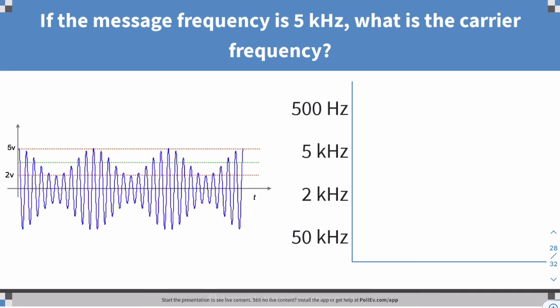Okay, last question before we go. Here we're given the message frequency of 5 kilohertz and we're asked for the carrier frequency. So the message frequency is 5 kilohertz. What's the carrier frequency? Remember we said the carrier frequency is always much bigger than the message frequency. So that rules out 500 hertz immediately because the message is 5,000 hertz. It also rules out 5 kilohertz. That's just not possible. So really it's down to these two.